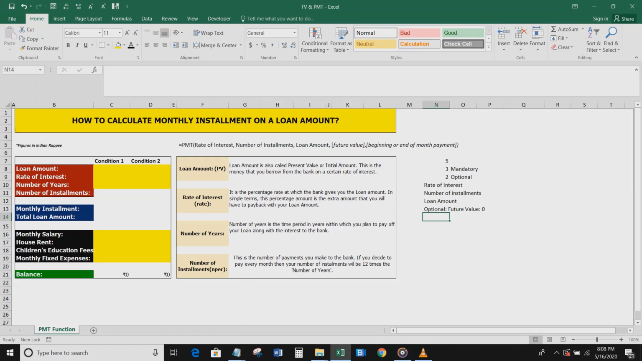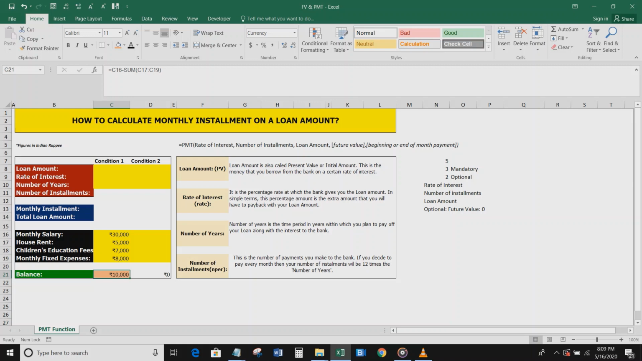Now let's understand the function with some examples. My monthly salary is 30,000 rupees. I am paying 5,000 rupees towards my house rent. My kids' tuition fees on a monthly basis is 7,000, and all the other miscellaneous fixed monthly expense is around 8,000 rupees. After making all these expenses, finally I'm left with an extra 10,000 rupees in my pocket.